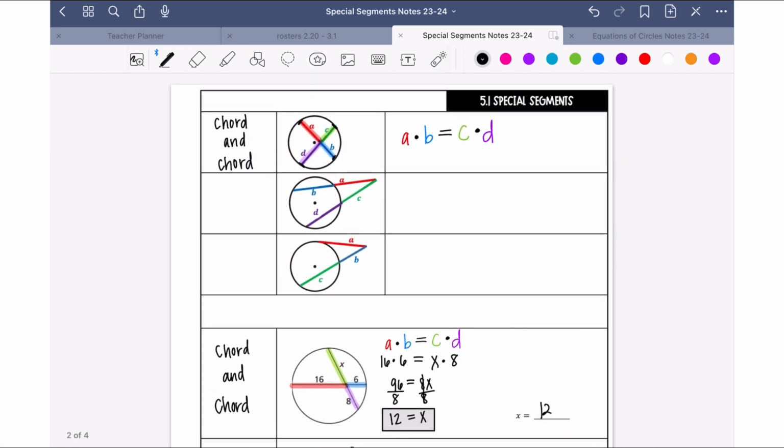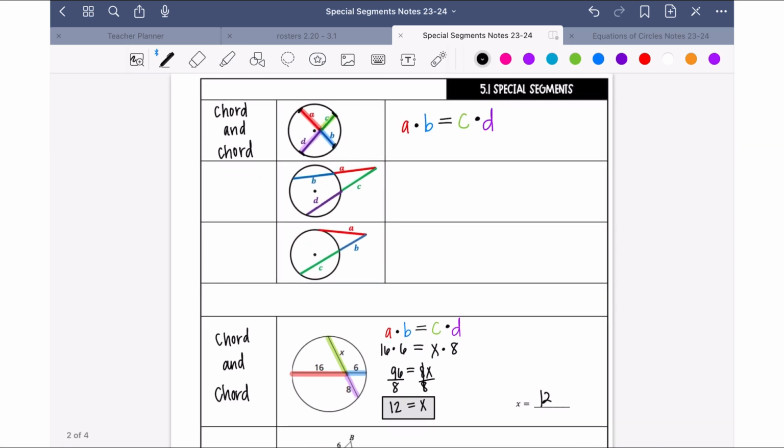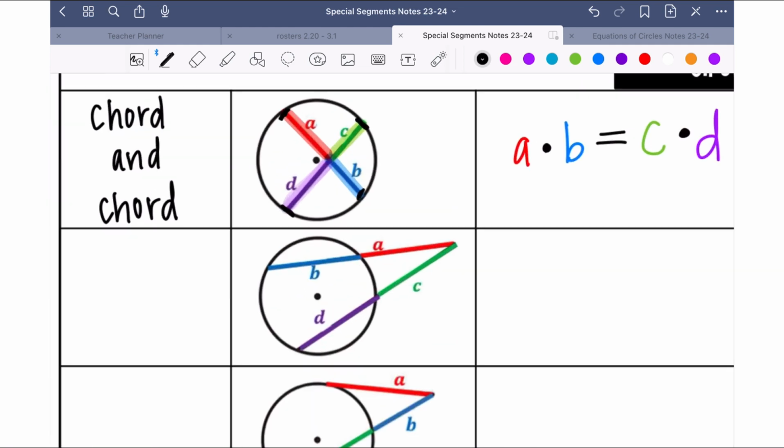All right, so that is a chord and a chord in your circle. Watch the next video for the next example here.